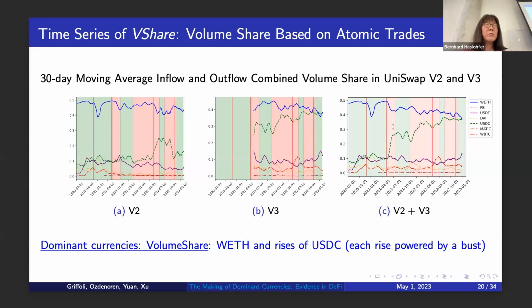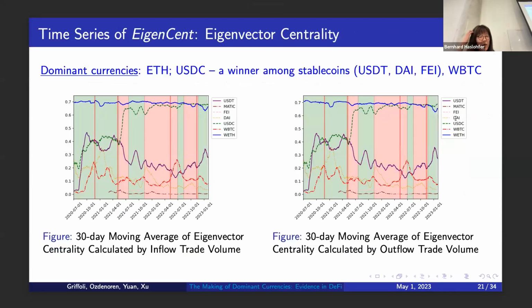Remember the pink column, each pink column denotes a bust, right? So every time there's a bust, you see the rise in volume share for USDC. So the rise of USDC, each rise is basically powered by a bust. This first one is basically the artifact of the addition of these three. It had nothing to do with the bust, but the rest you can see clearly. Stable coins become a more dominant currency after each bust.